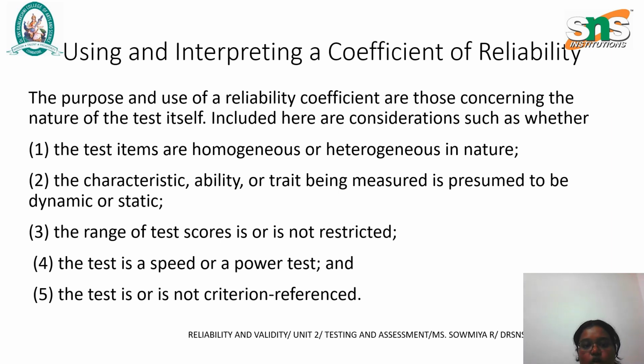So suppose you administered a test to 100 students and calculated the correlation coefficient between the two sets of scores. Interpreting the coefficient of reliability: if it's 0.8, then high reliability, consistent. In this example, the coefficient of reliability is 0.85, indicating high reliability. This means that the test scores are consistent and can be trusted.